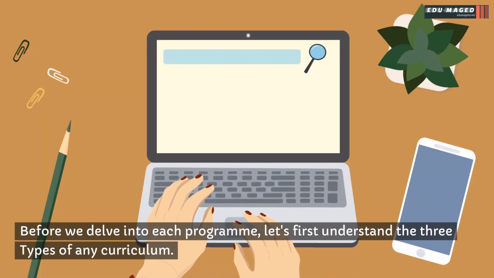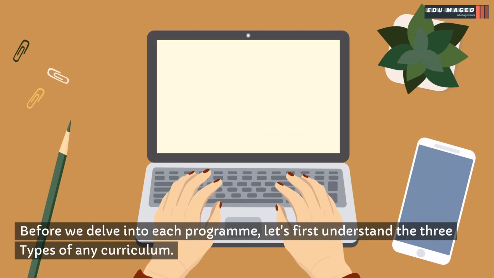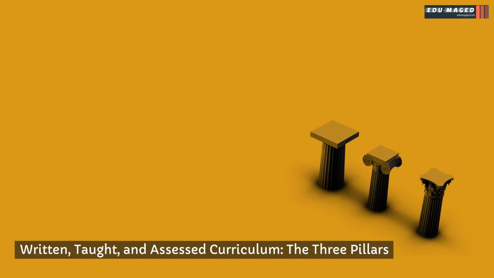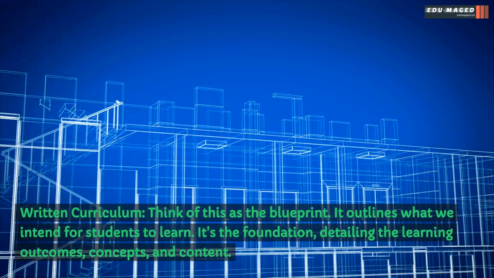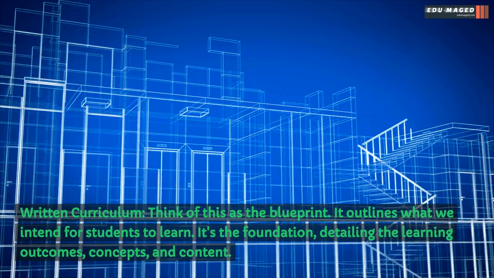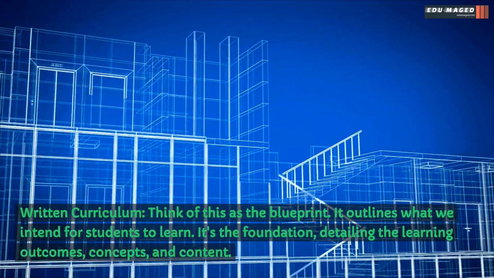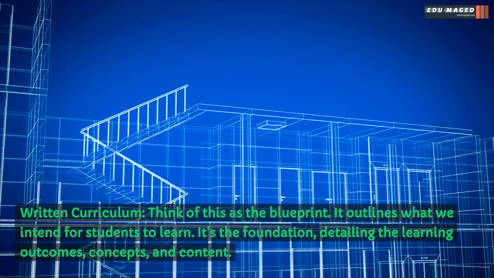Before we delve into each program, let's first understand the three types of any curriculum. Written, taught, and assessed curriculum, the three pillars. Written curriculum, think of this as a blueprint. It outlines what we intend for students to learn. It's the foundation detailing the learning outcomes, concepts, and content.